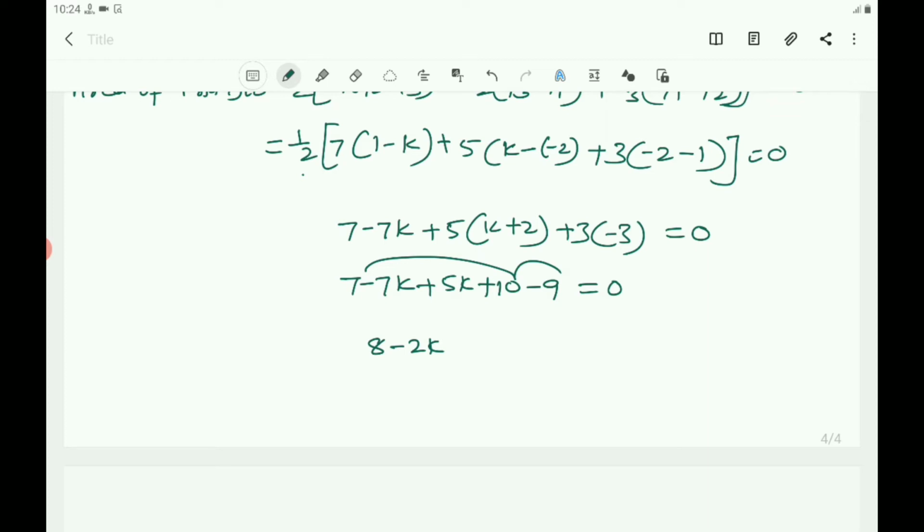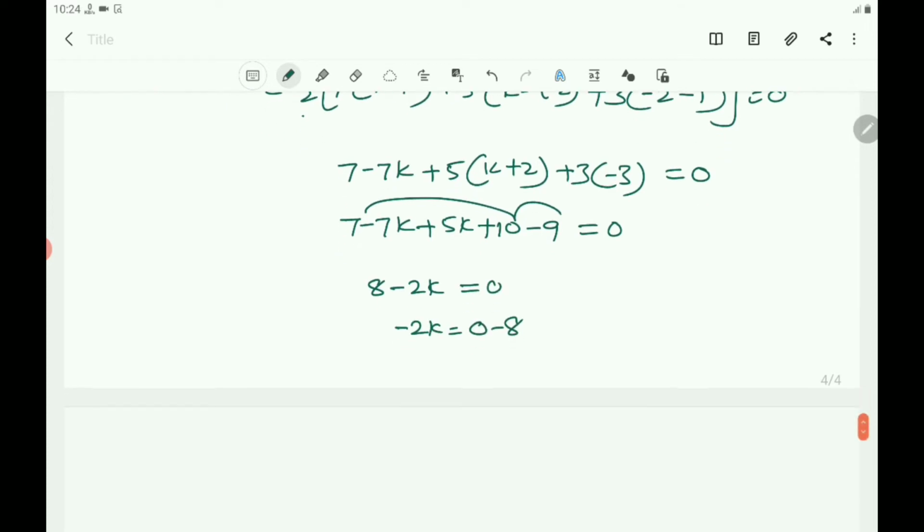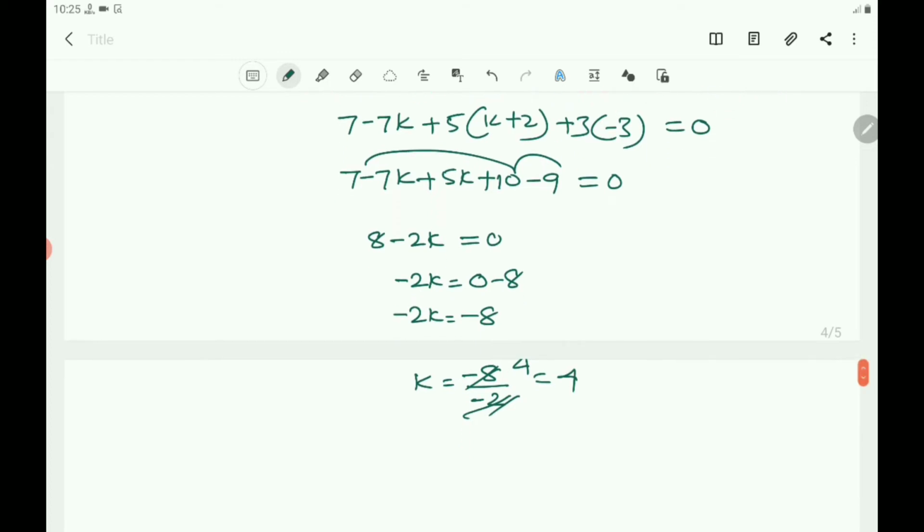So 8 minus 2k equals 0. Then minus 2k equals 0 minus 8. Then minus 2k equals minus 8. Then k equals minus 8 by minus 2. So 2 ones are 2, 2 fours are 8. You got the value of k is 4. Value of k is 4. Here with the help of the area formula you got the value of k.